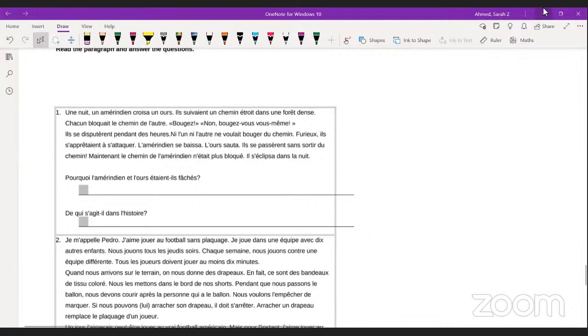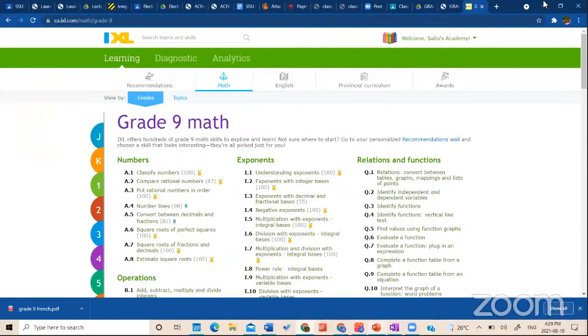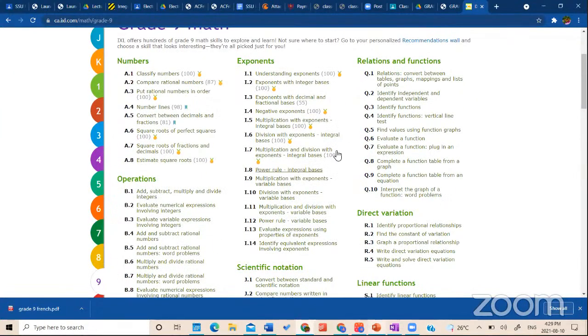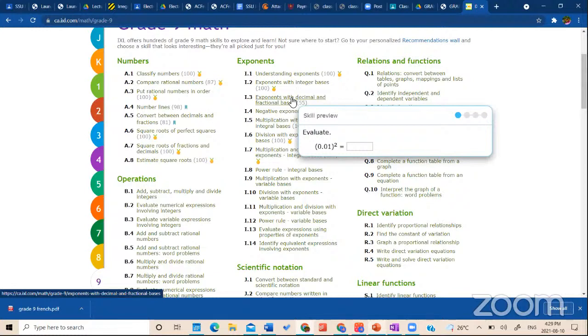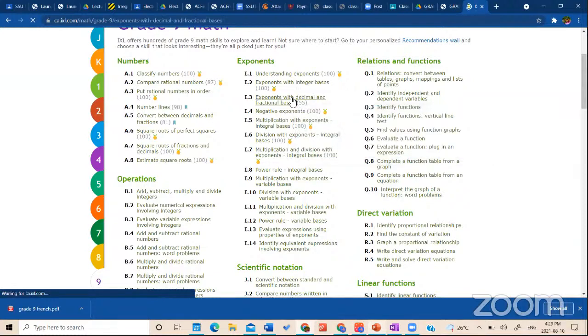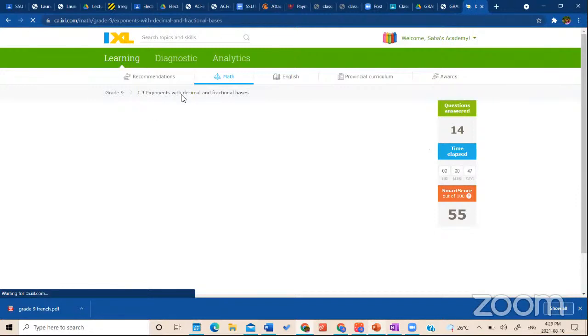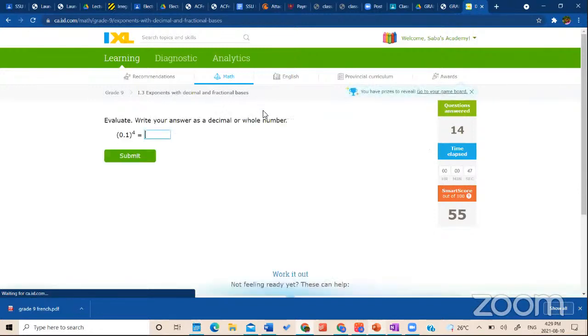Okay, so we're going to grade 9. I'll just share my screen again because you can't see. Okay, that's better. I'm back. Do you want to finish this one together? If your calculator is fixed, exponents with decimal and fractional bases. So write your answer as a decimal or whole number.